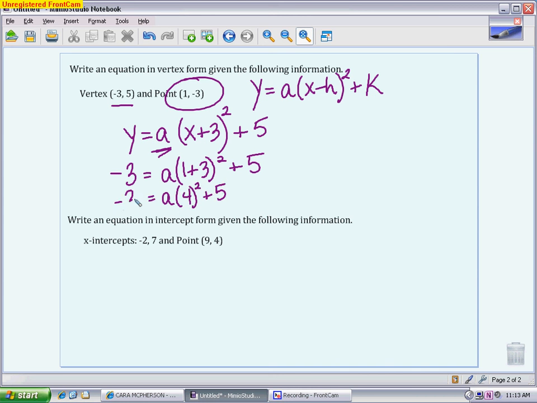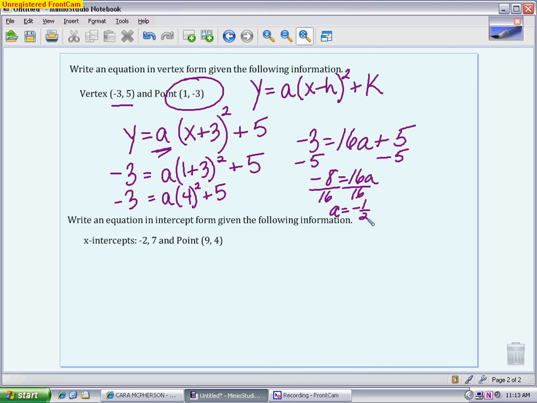Then you have to square. You have to do exponents next. So 4 squared is 16. So you have -3 equals 16a plus 5. You cannot add the 16a and the 5 together because the 16 goes with the a and the 5 does not. Solve for a by subtracting 5. So you get -8 equals 16a. Divide by 16. You get a to be -1/2.